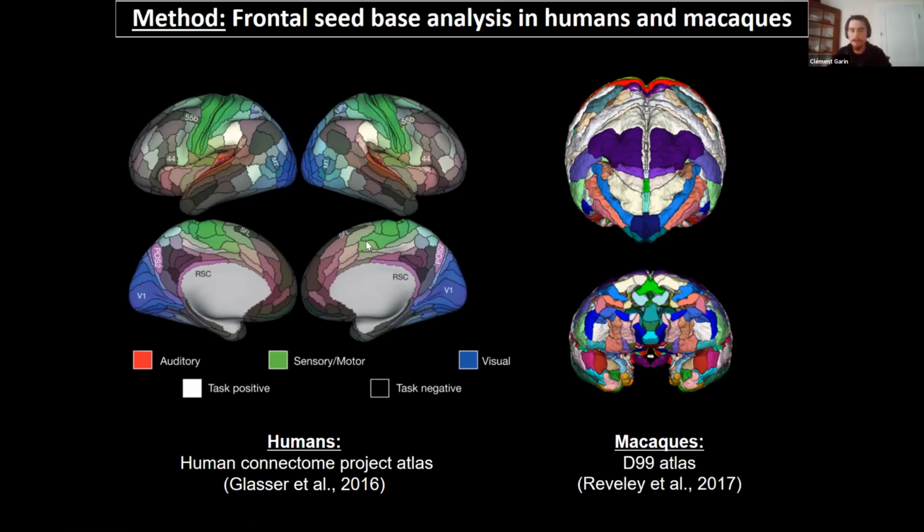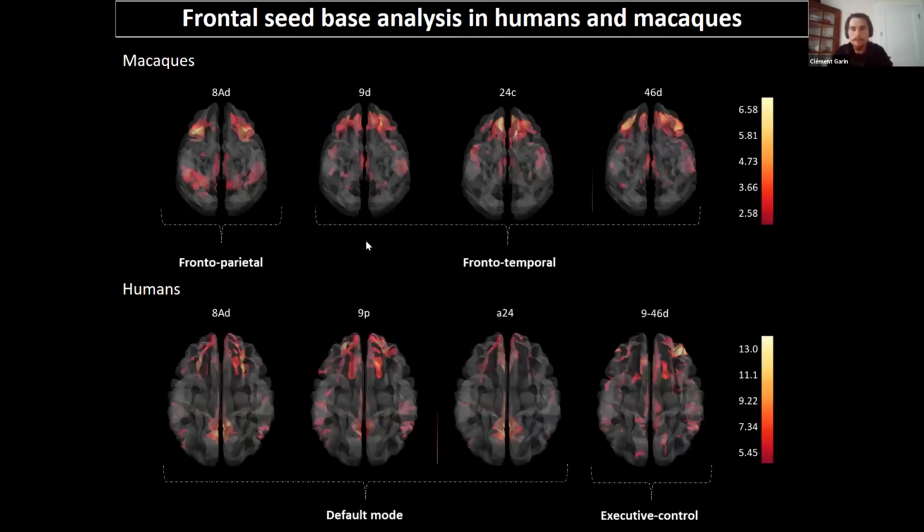In this first part, I chose to use atlases, and these atlases display some homologous regions, which is a great thing for comparison. As I said, since mouse lemur doesn't have this atlas, I'm not going to talk about the mouse lemur in this first part. So we extracted some seeds in various anatomical areas of macaques and humans.